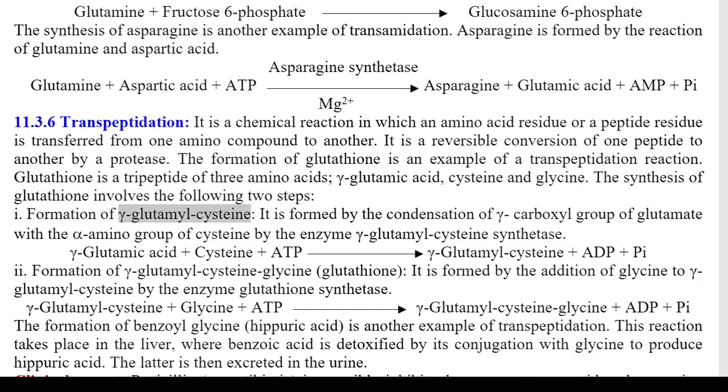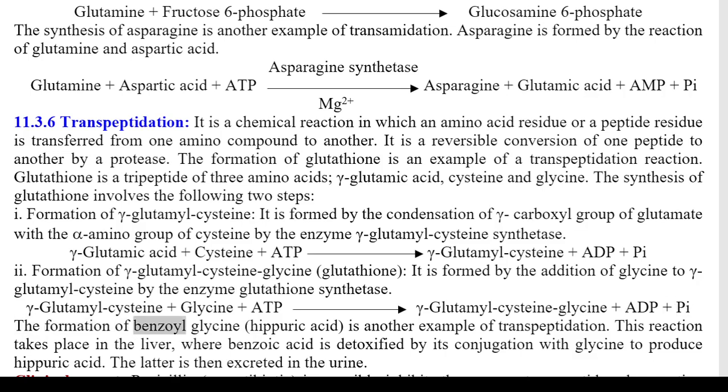1. Formation of gamma-glutamyl cysteine. It is formed by the condensation of the gamma-carboxyl group of glutamate with the amino group of cysteine by the enzyme gamma-glutamyl cysteine synthetase. Gamma-glutamic acid plus cysteine plus ATP gives gamma-glutamyl cysteine plus ADP plus Pi. 2. Formation of glutathione. It is formed by the addition of glycine to gamma-glutamyl cysteine by the enzyme glutathione synthetase. Gamma-glutamyl cysteine plus glycine plus ATP gives glutathione plus ADP plus Pi.